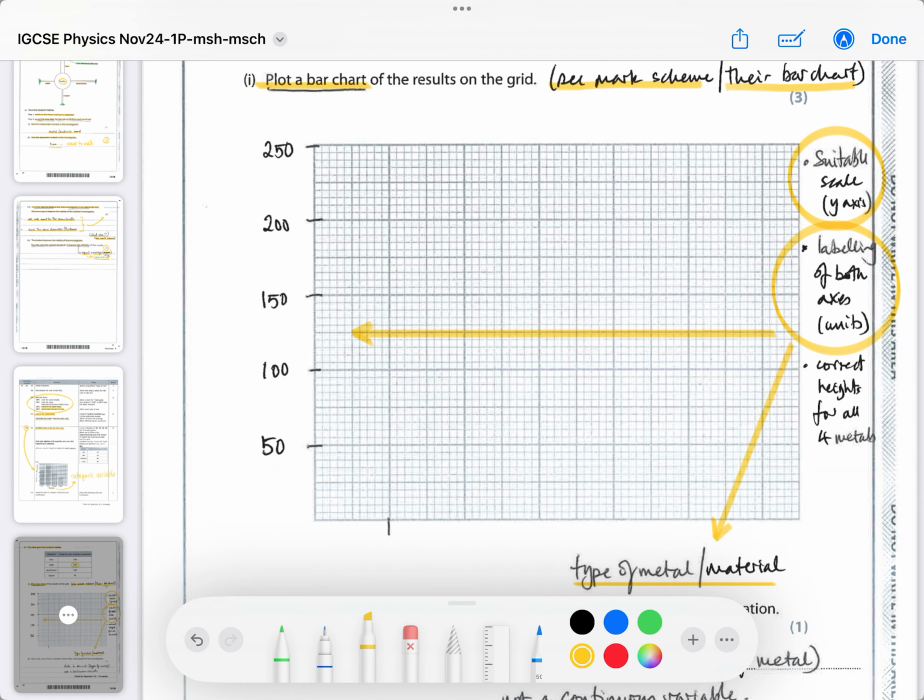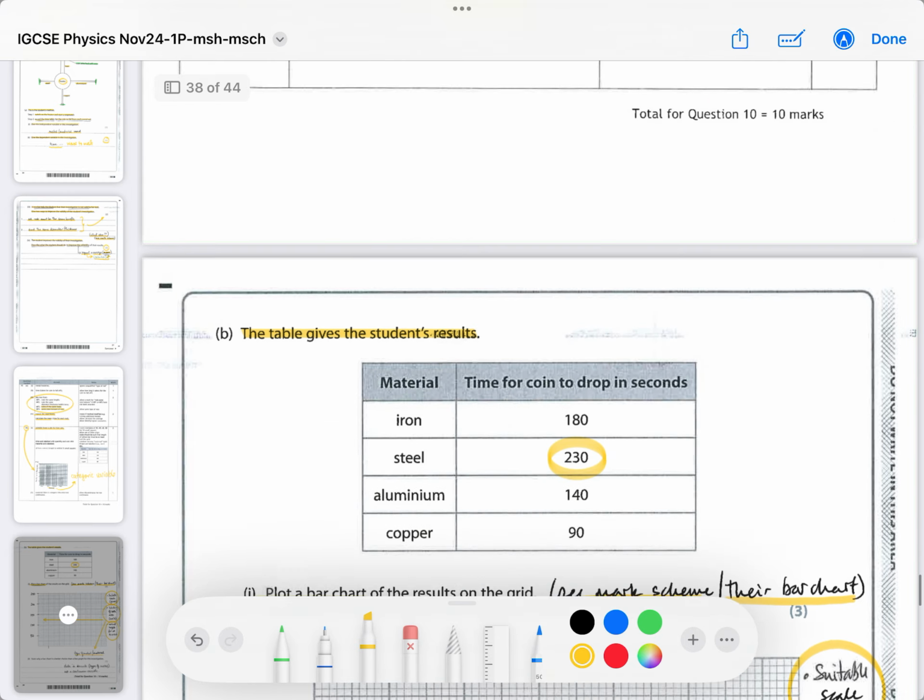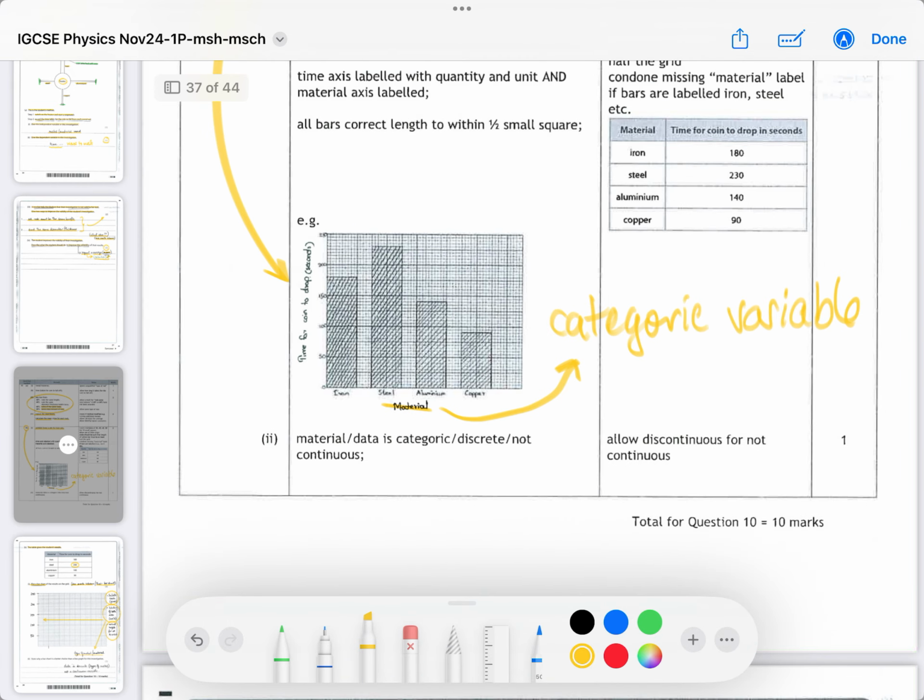And then the third mark would be that you got all of the bars to the correct height, and the examiner will check that. So you will end up with steel being the highest, then iron, then aluminium, and then copper. So what does that mean? The lowest one is the shortest time taken. That should be the time taken to drop, in seconds on average. So copper was the lowest value. So copper is the fastest. So copper is the best conductor. Then aluminium.